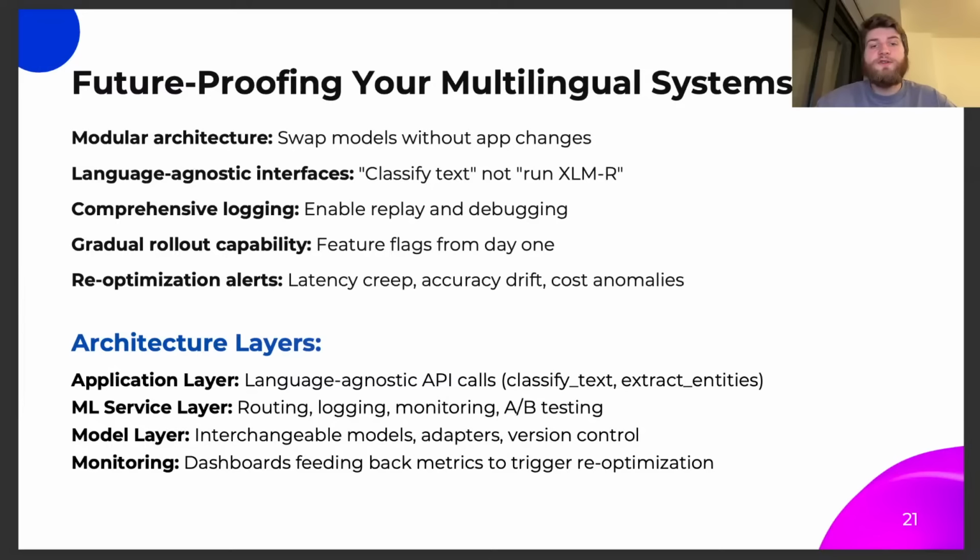Fifth principle, monitor for when to re-optimize. Set up alerts for latency creep, which is model or infrastructure degradation, accuracy drift, which is data distribution shift, cost anomalies, for example, traffic pattern changes, and these tell you when your optimization is no longer optimal, and you might need to reevaluate your solution.